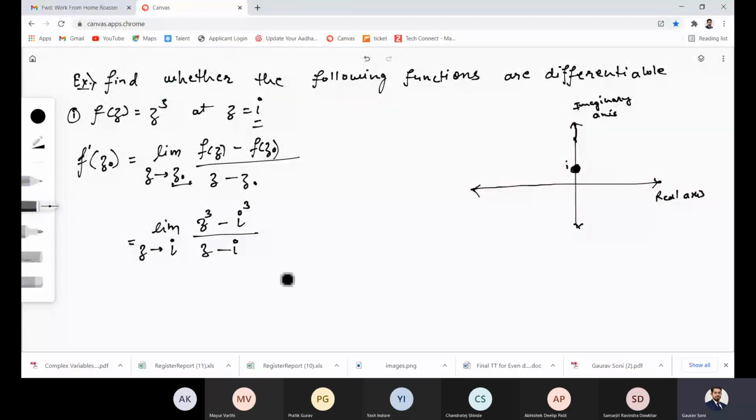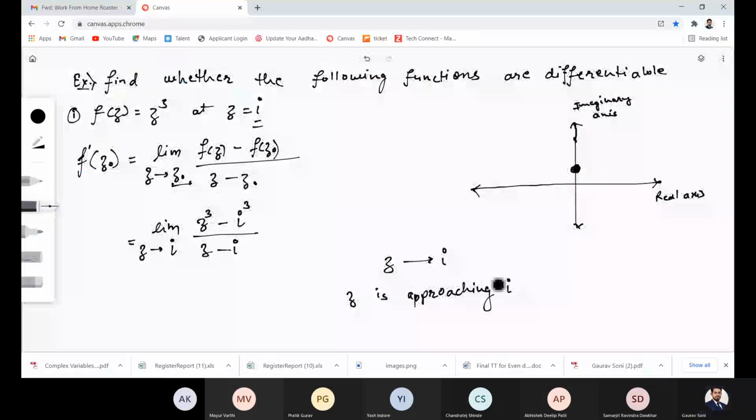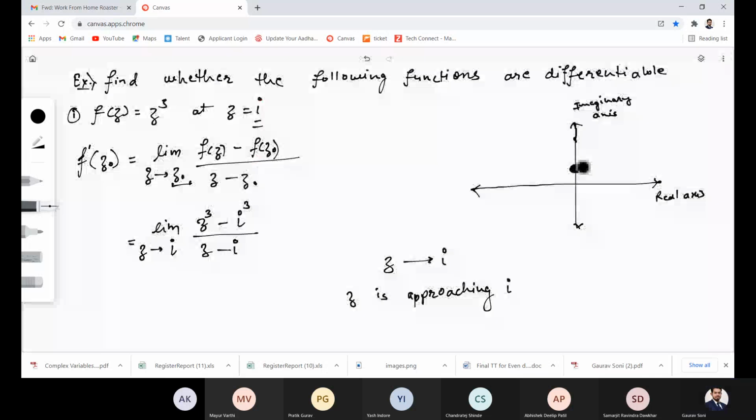What is the definition of a limit? What do we mean by limit z tends to i? I will write down the statement here. z tends to i means z is approaching i. Okay. So if this is the point i on my complex plane, by how many paths can a point reach this i? How many paths can you draw that will lead any complex number to i? How many ways can you reach i?